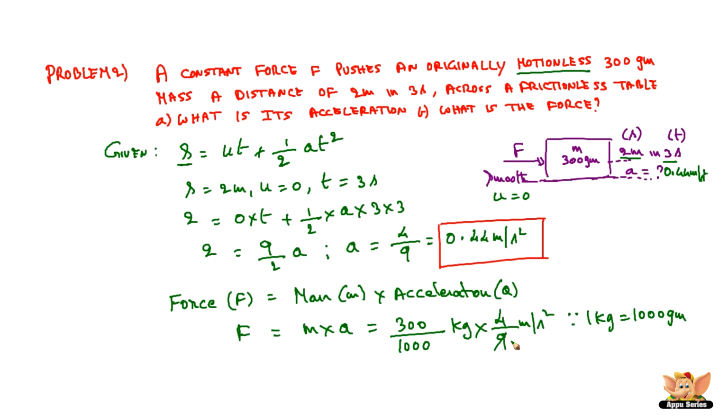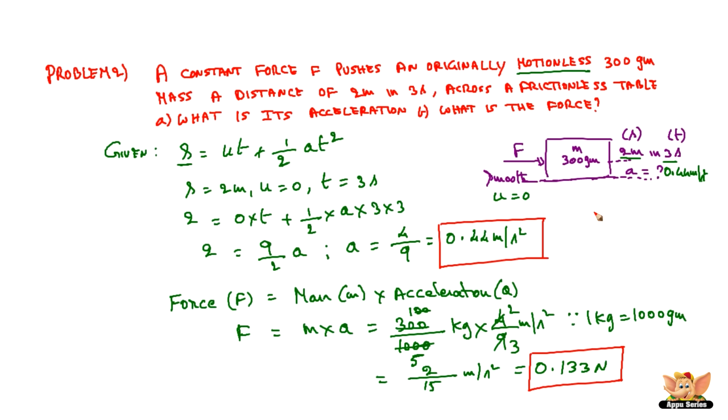So, now 3 3s, 300, and 0 0, and 2 2s, 2 5s. So, this becomes 2 divided by 15 meter per second square. In other words, 0.133 newtons. So, the force that is required to move the mass on this frictionless table at an acceleration of 0.44 meter per second square is 0.133 newton.